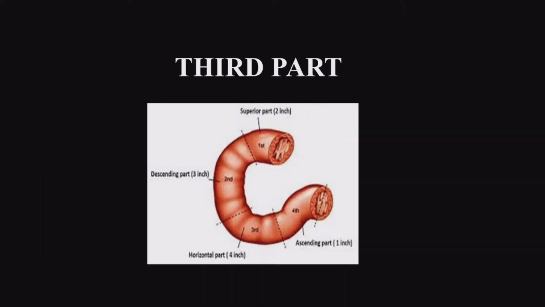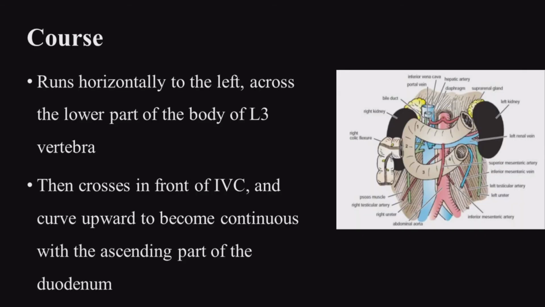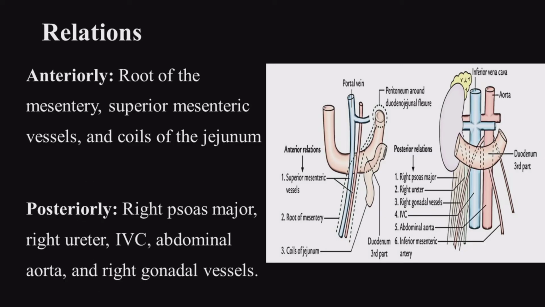Third part of the duodenum: course. It runs horizontally to the left across the lower part of the body of the L3 vertebra and crosses in front of the inferior vena cava and then takes a smooth curve upward to become continuous with the ascending part of the duodenum. Relations of this part: anteriorly, the third part of the duodenum is related with the root of the mesentery, superior mesenteric vessels and coils of the jejunum.